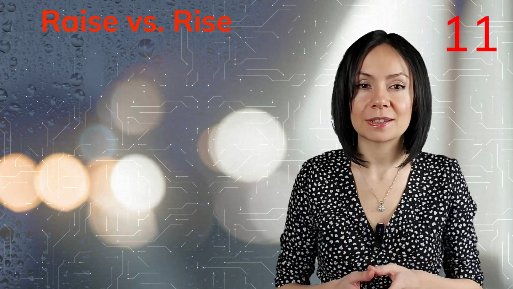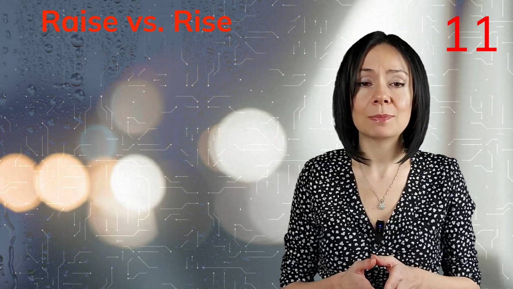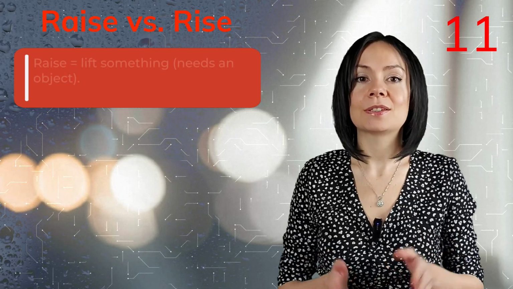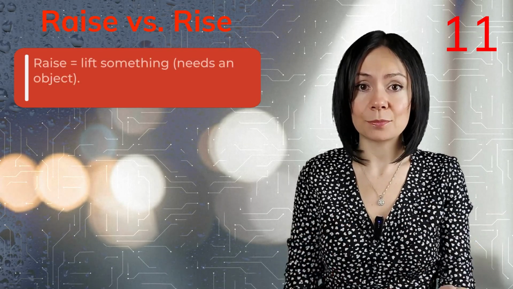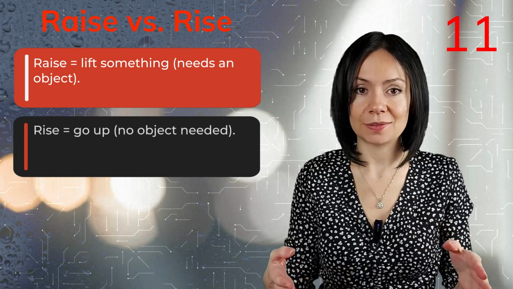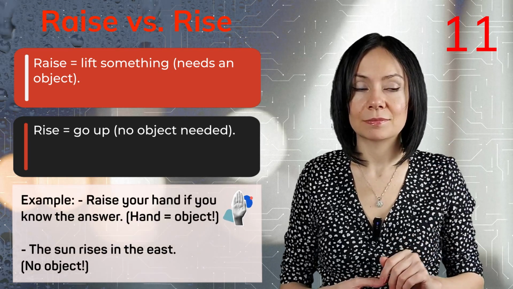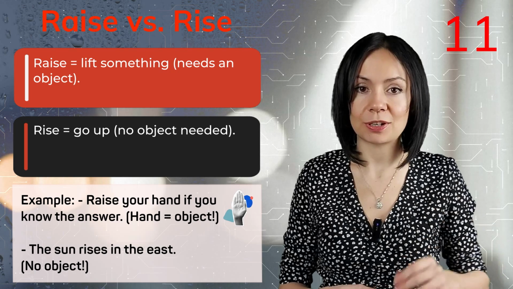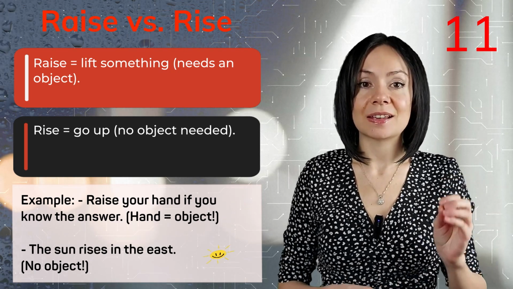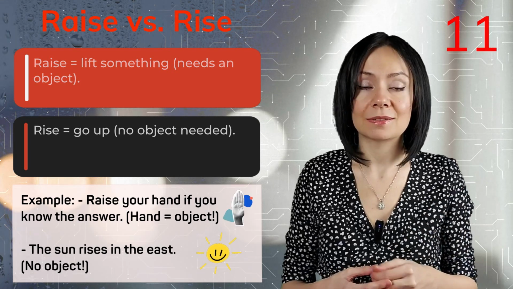Number 11, to raise versus to rise. These two verbs seem very confusing to a lot of people. To raise means to lift something. It needs an object. And to rise means to go up. No object needed. Raise your hand if you know the answer. Raise your hand. Hand is an object, right? The sun rises in the east. The sun goes up in the east. There is no object here.